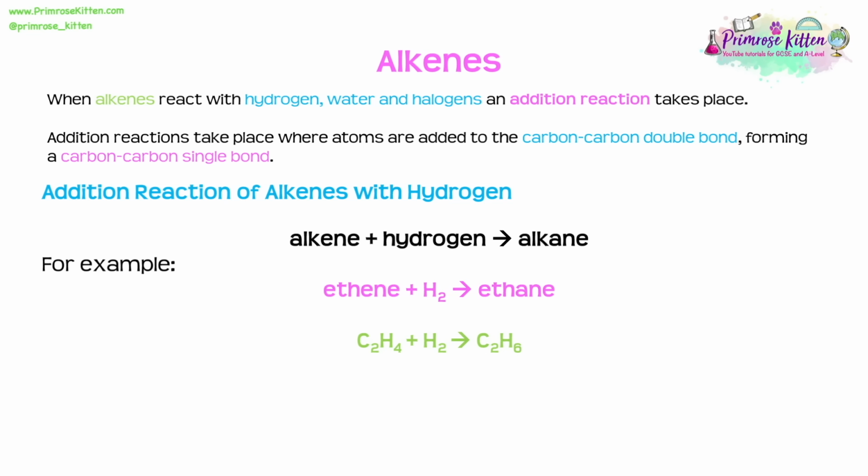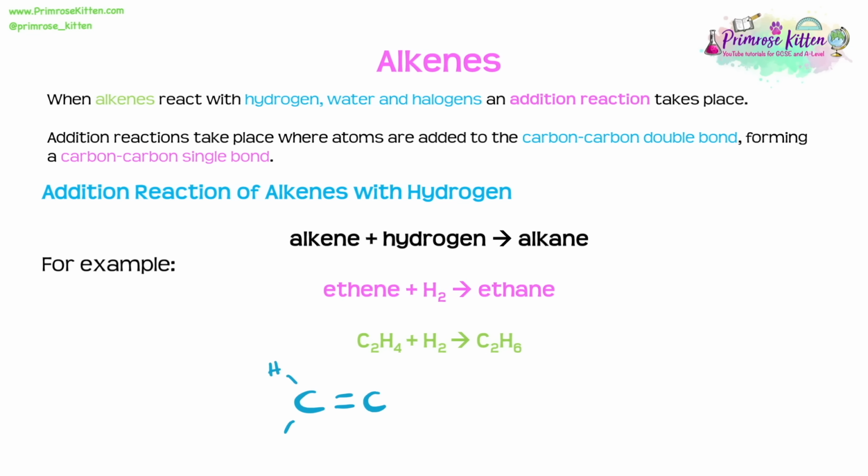Let's start off by looking at the addition reaction of alkenes with hydrogen. So an alkene reacts with hydrogen to make an alkane. An example of this is the reaction of ethene with hydrogen, H2, to make ethane. And if we have a look now at the actual symbol equation, we have C2H4 plus H2 makes C2H6. And we can draw this and see what it actually looks like.